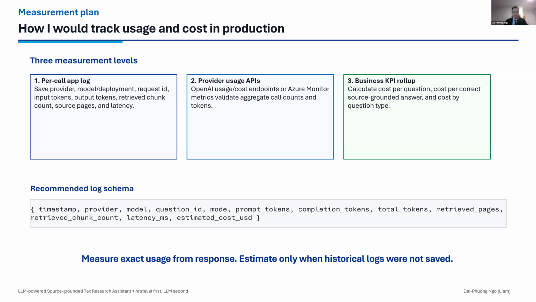If I did not save usage for past calls, I can estimate from saved prompts and answers, but exact historical usage requires provider dashboards, usage APIs, or logs that include the usage object.